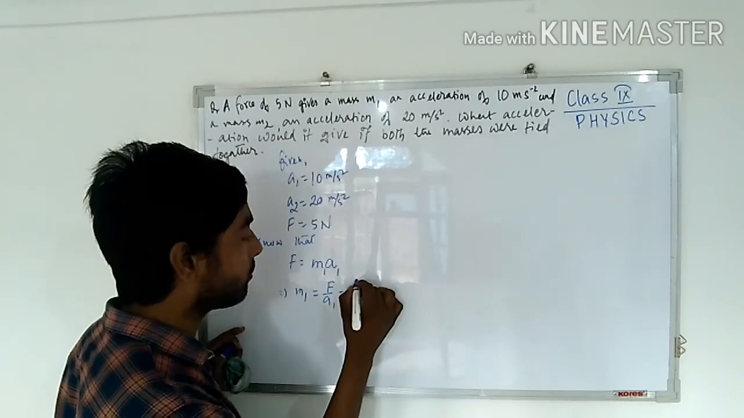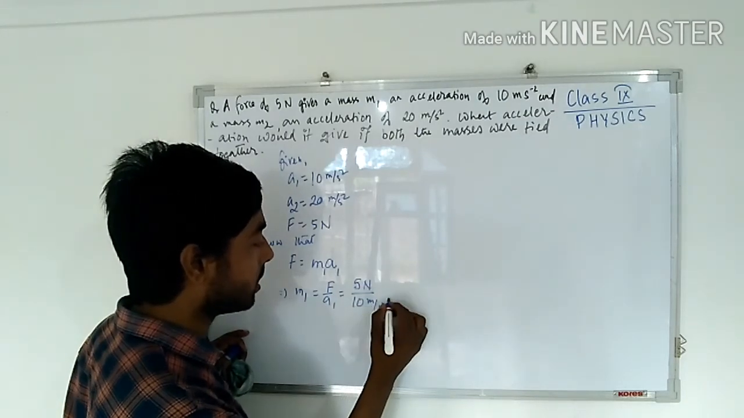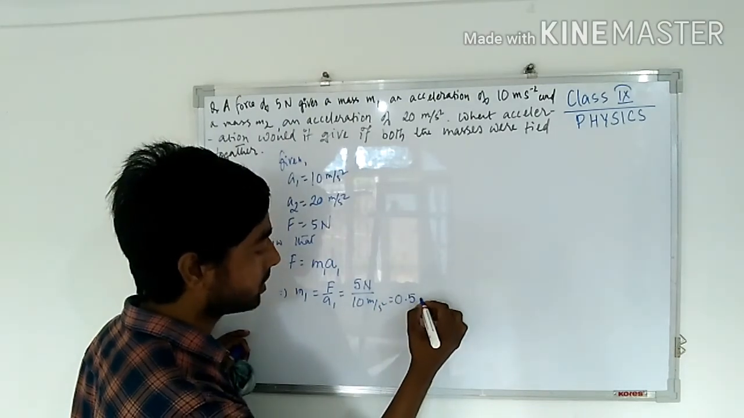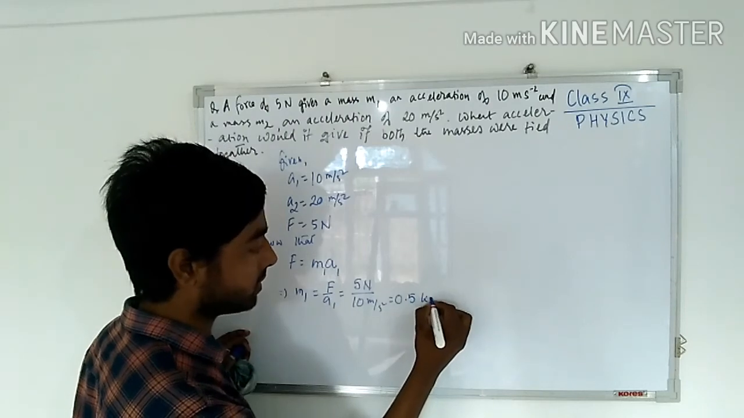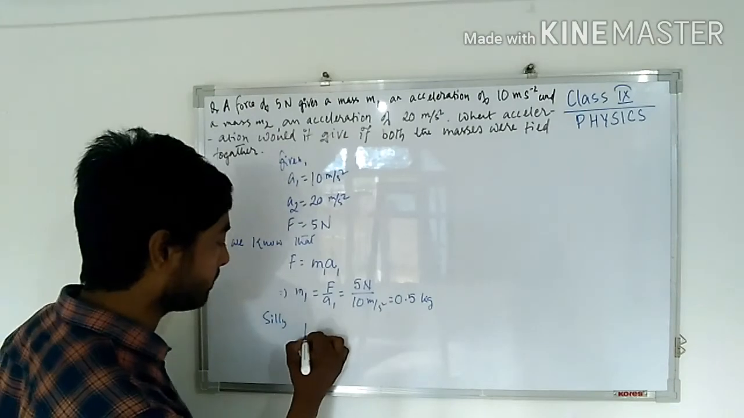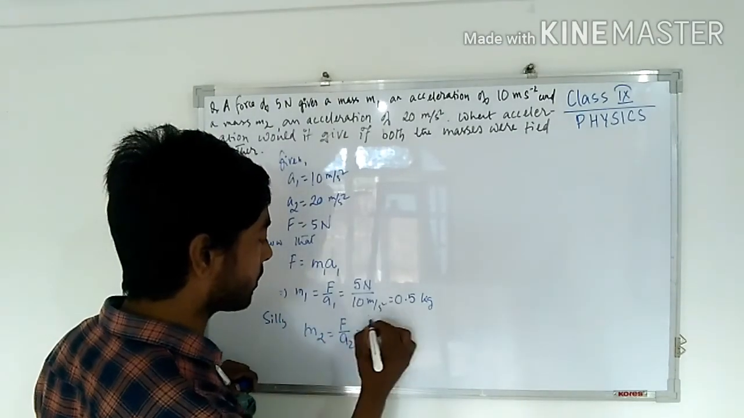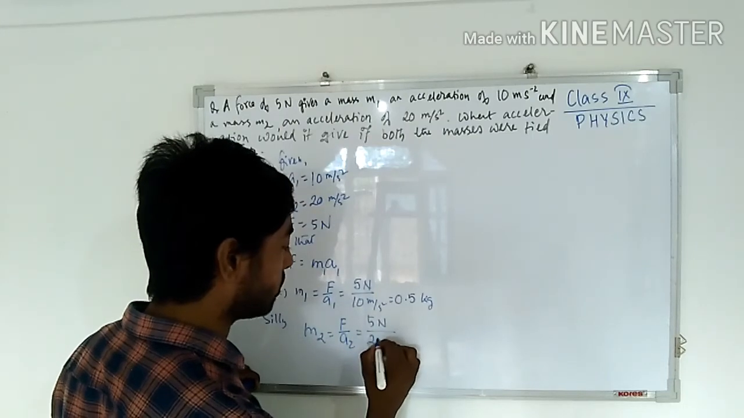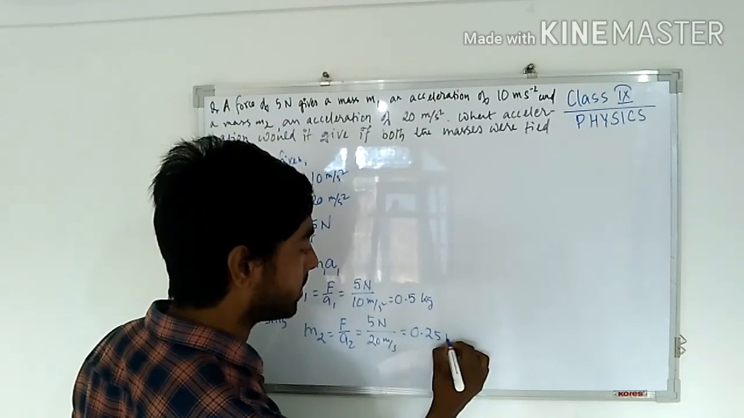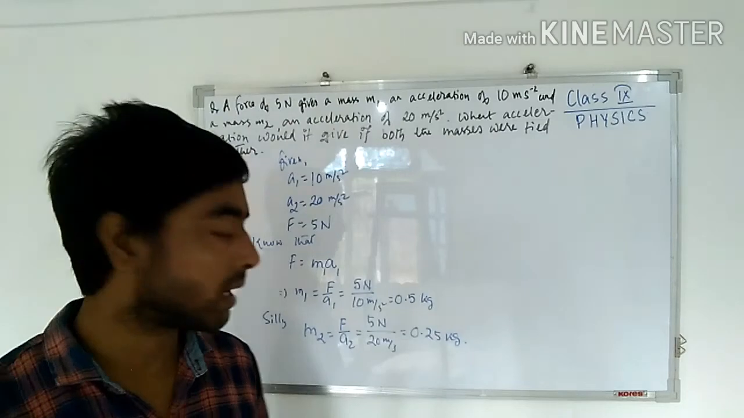F का वैल्यू क्या है? 5 न्यूटन है, डिवाइडेड बाय A का वैल्यू 10 मीटर पर सेकेंड स्क्वायर है. तो इट विल बी 0.5 kg. Similarly हम M2 निकाले. M2 will be what? F by A2. तो F का वैल्यू 5 न्यूटन हो गया, A का वैल्यू 20 मीटर पर सेकेंड स्क्वायर हो गया. सो ये कितना होगा? 0.25 kg होगा. करके देखो, 0.25 kg.